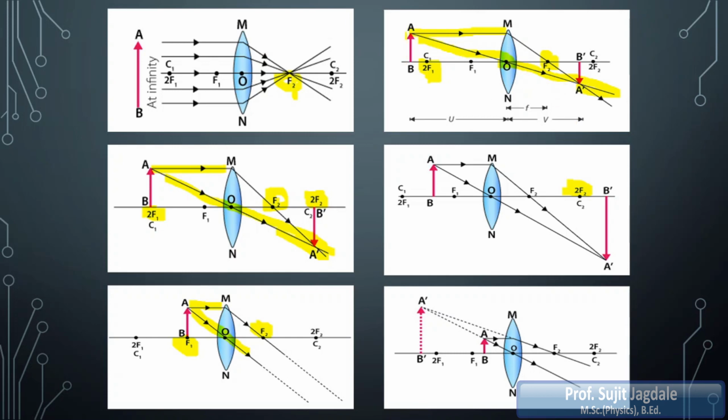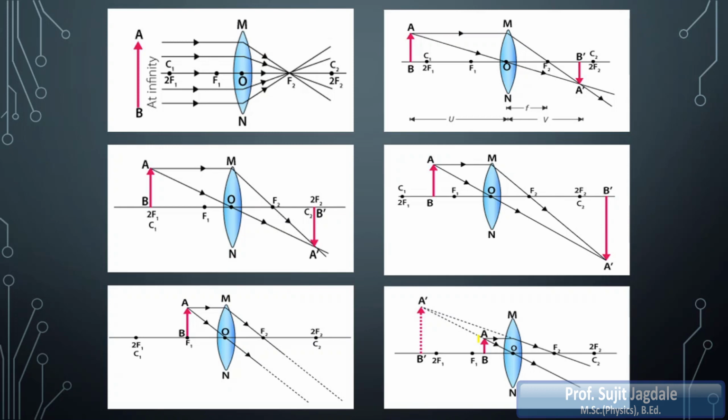And the last condition is when the object is between F1 and O, then the image is on the same side. You can see A dash B dash is on the same side, and erect means perpendicular to the principal axis, and it is virtual. The image is not real, it is a virtual image. So in this way you can draw the ray diagram for all these 6 cases, using these very clear images to draw the different conditions.